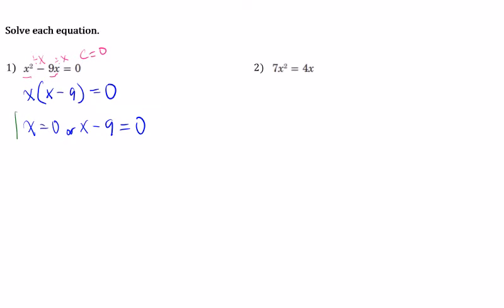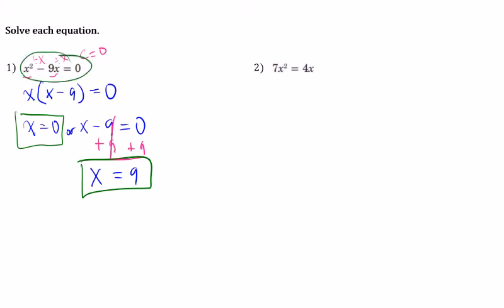So this one is already done. I don't have to do any additional solving. Here I want to add 9 to both sides, and so we get x equals 9. All right, so those are our two solutions to this particular equation. And remember, we call those roots, zeros, solutions, x-intercepts, all those things.